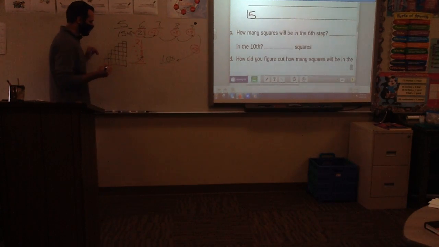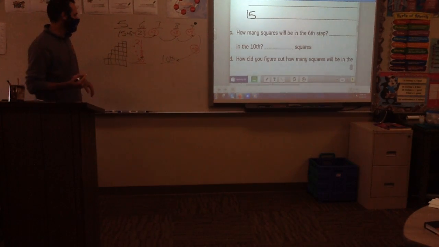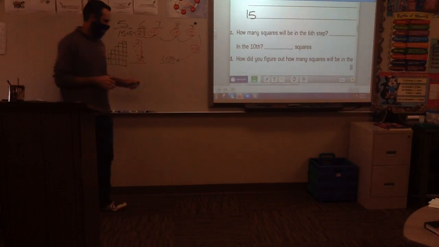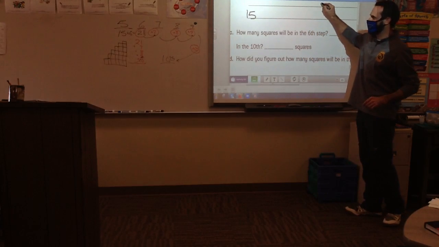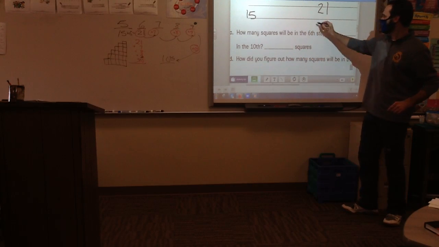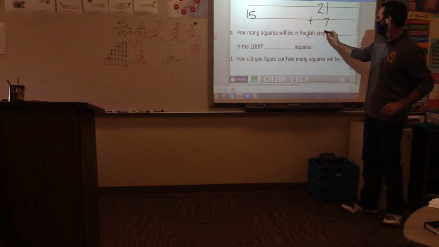So here's what I do. When I look at my ones column, guys, and maybe I should probably write this bigger so people can see it. Because I'm betting the people on the Zoom can't see it very well. I'm taking how many I had in the 6th step, which is 21, and I'm adding 7 for the 7th step, 8 for the 8th.